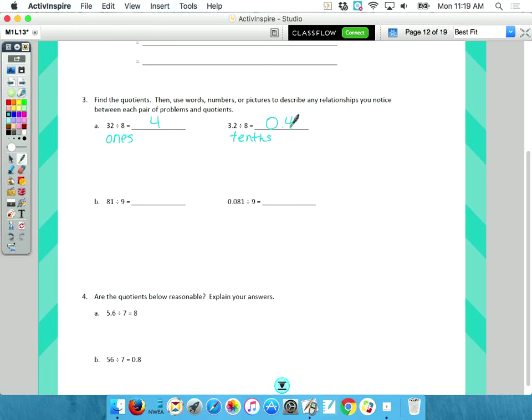So what relationship do you see, Jaden? You guys listen to what she's saying. Are you still arguing about that? Okay. Okay, go ahead, Jaden. What relationship do you see?